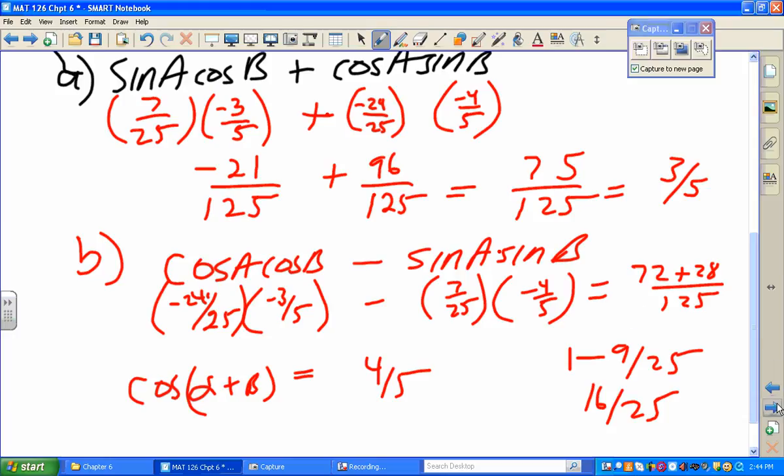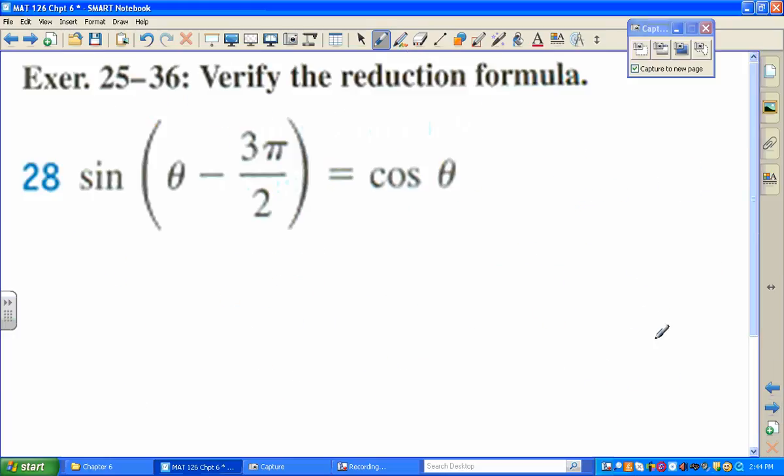Fantastic. We're moving on. This one we've already done. What identity does this call for? Is it sine cosine or cosine cosine? Sine, cosine. You don't have the identities written down? All right, well, this one is sine of u minus v. This is u. This is v.